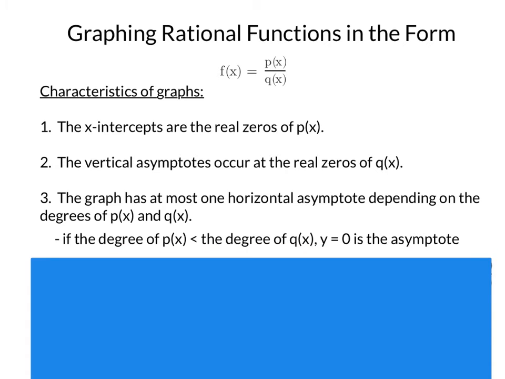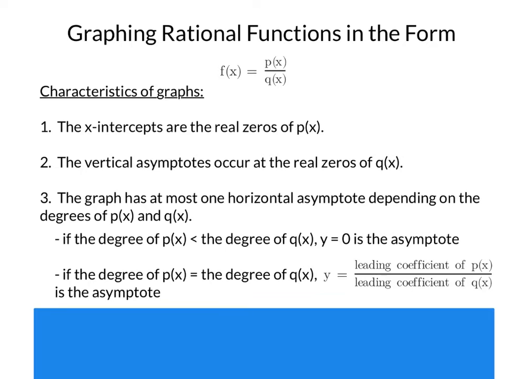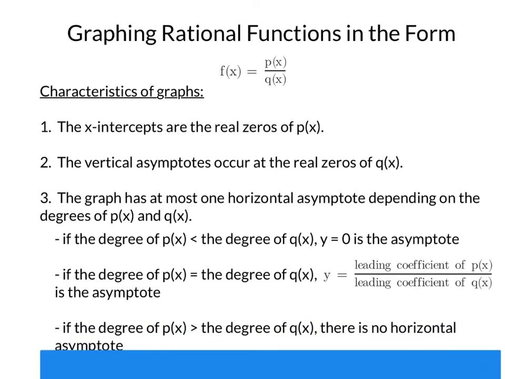If the degree of p of x is less than the degree of q of x, the asymptote is the line y equals 0. If the degree of p of x is equal to the degree of q of x, the asymptote is the line y equals the leading coefficient of p of x divided by the leading coefficient of q of x. And if the degree of p of x is greater than the degree of q of x, there is no horizontal asymptote. Please take a moment to pause this video and record these characteristics in your notes.